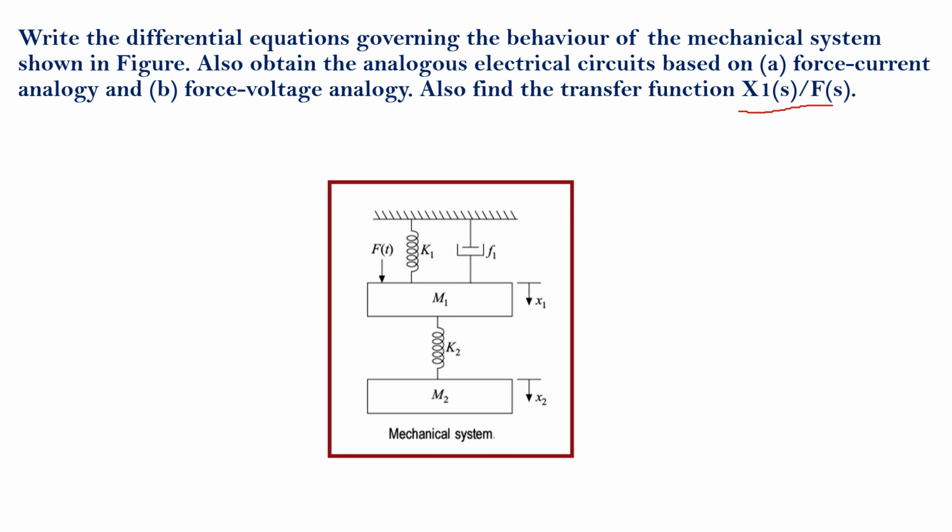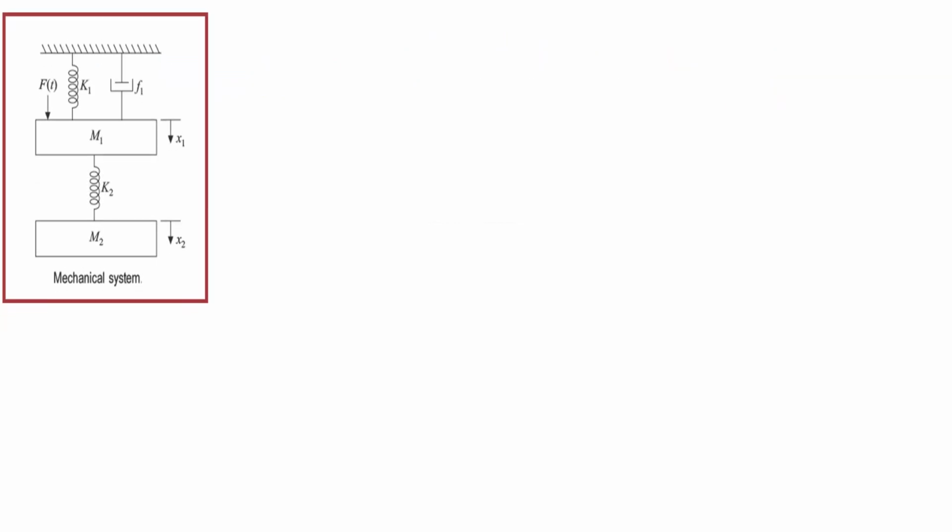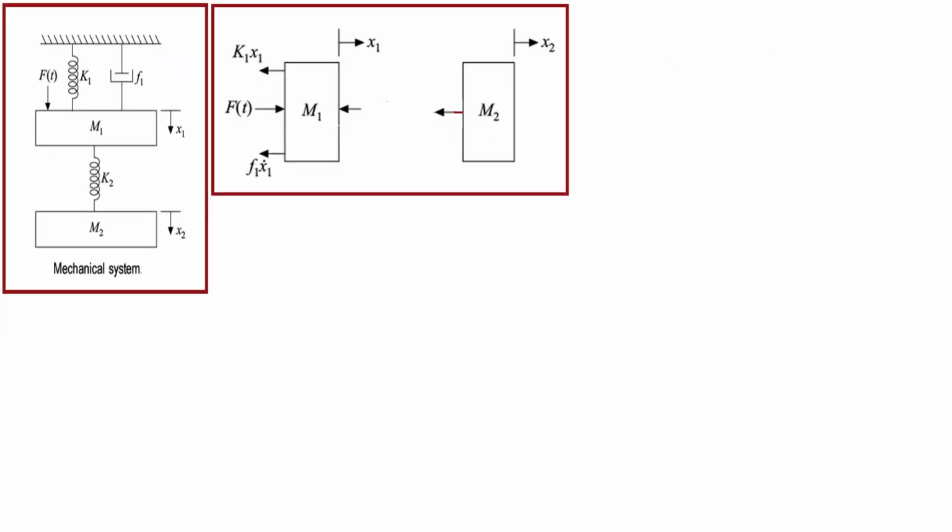Consider this mechanical system. This mechanical translational system consists of two displacements x1, x2, two masses m1, m2, two springs k1, k2 and one frictional element f1. Here, the first step is to draw the free body diagram. Here two displacements correspond to two equations. For x1 we have one equation, and for x2 we have another equation. So here this is the free body diagram.